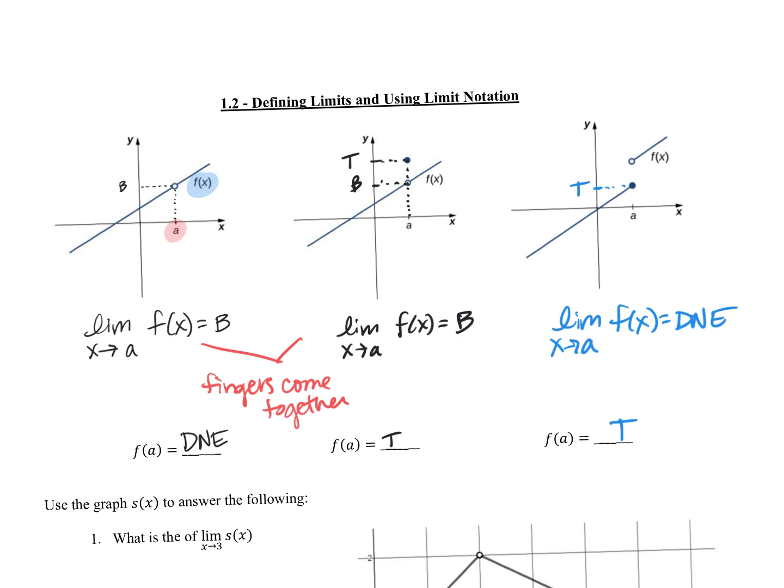What if I said the limit at 0 over here? If I set the limit at 0 over here, would my fingers come together at 0? Yeah, my limit would exist there. What about at -1? Yeah, so I'm just saying at a, my limit doesn't exist.